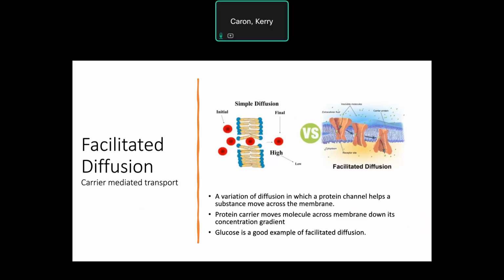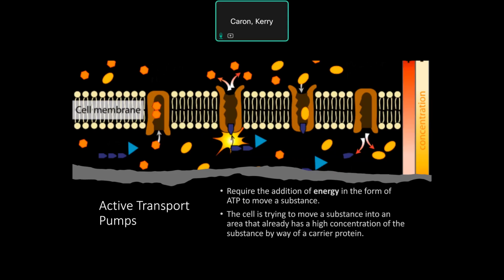Again, your facilitated diffusion has a carrier protein, so it has an area of the cell membrane that this carrier protein allows that substance to diffuse more easily across. Glucose moves across the cell membrane this way. Okay, active transport pumps. Active requires ATP in the form of energy. So a lot of times a cell is trying to move a substance that's either too big or against the concentration. So it requires energy to move it across that carrier protein.